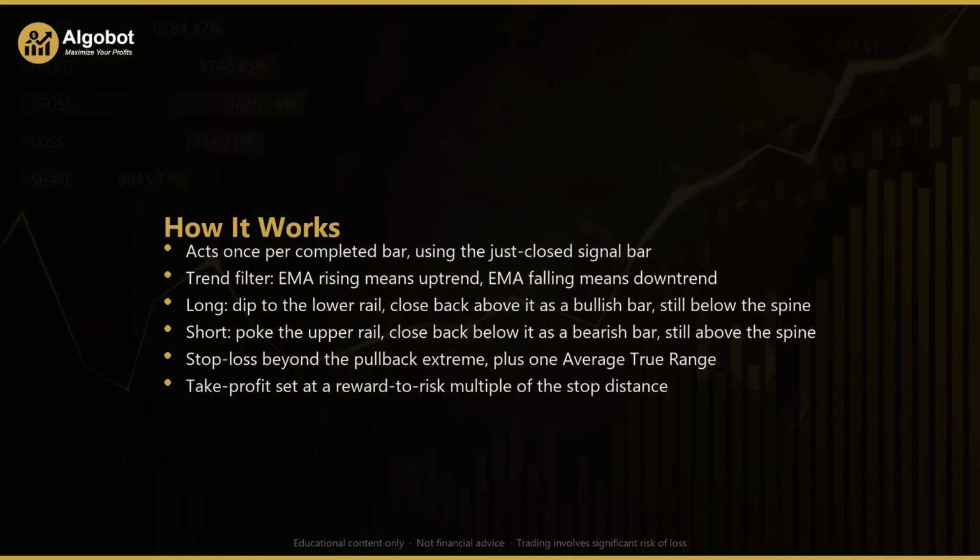Risk management is built into every signal. For a buy, the stop loss is placed just beyond the pullback extreme, at the lower of the bar's low or the rail, and then pushed a further 1 average true range beyond it. The distance from entry to that stop becomes the defined risk. The take profit is then set at a reward-to-risk multiple of that distance, 1.8 by default, meaning the target sits 1.8 times as far away as the stop. The short side works the same way in reverse.